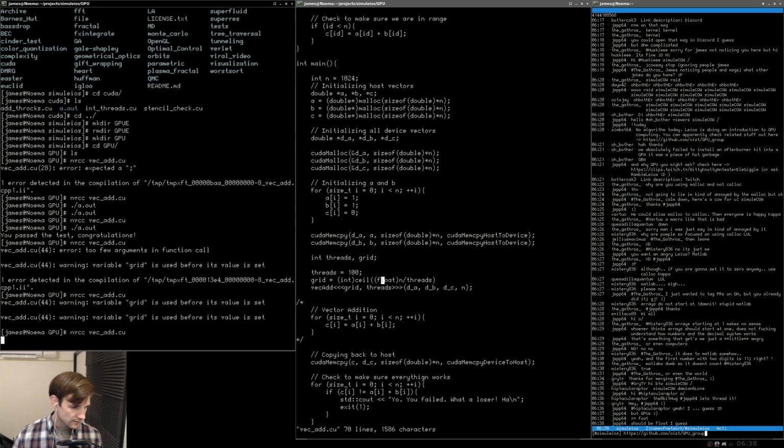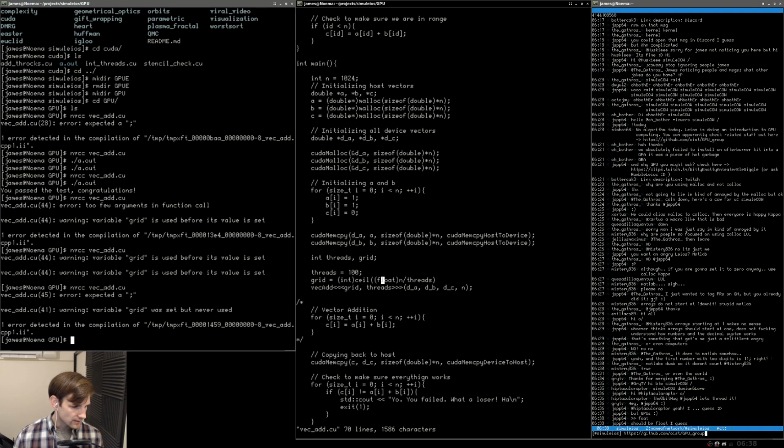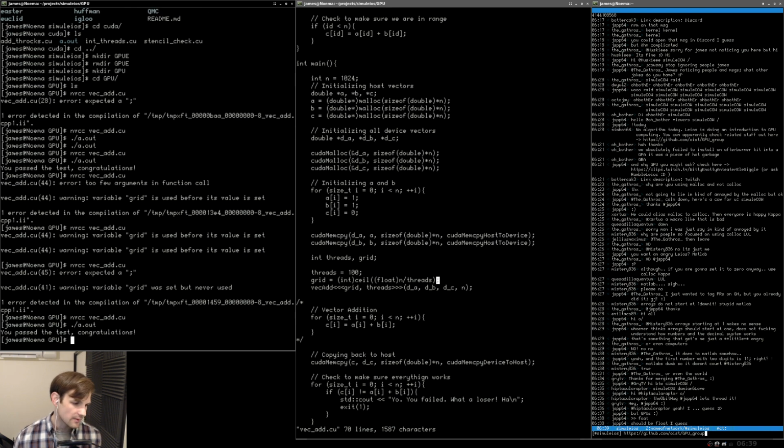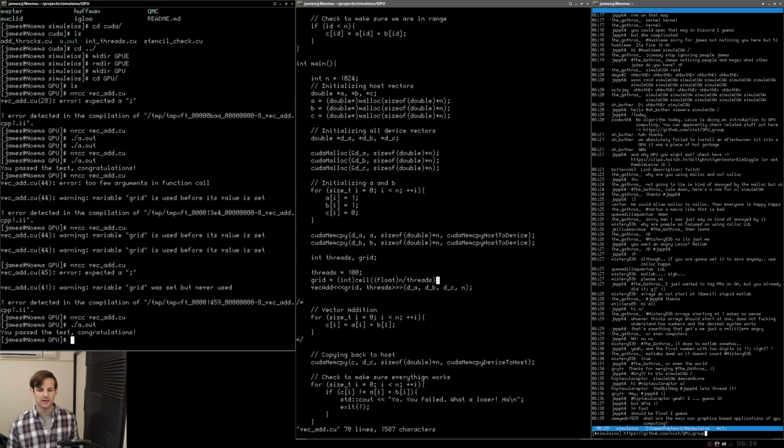Okay, so now let's pop over here and let's do NVCC. Grid was set but never used. I forgot a semicolon. Okay, if I do a.out, it should work. You passed the test. Congratulations. So this is kind of the hello world of GPU computing for CUDA. Again, it's relatively straightforward, but it's kind of more complicated.